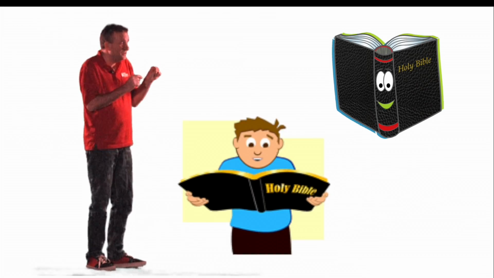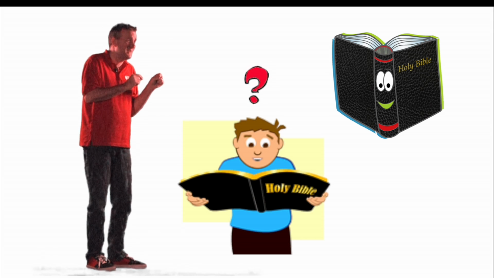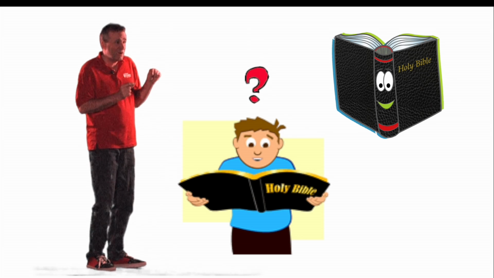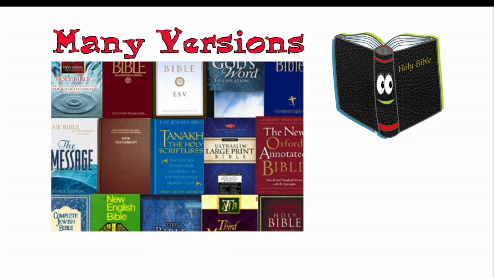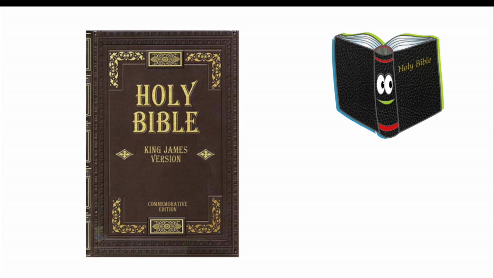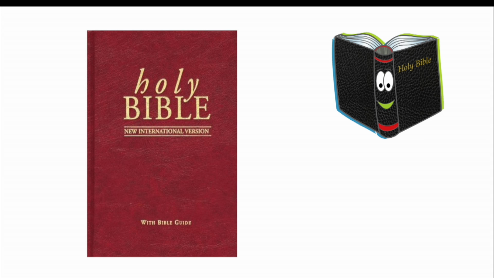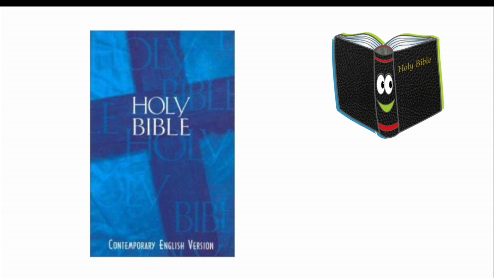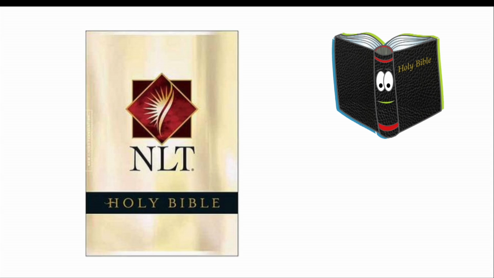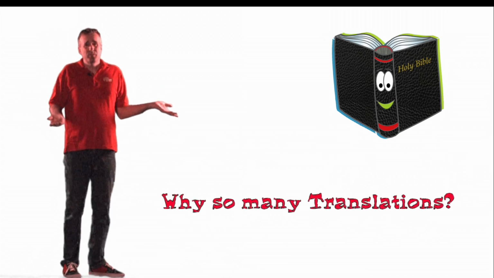When I try to read you sometimes, I have a hard time understanding all the thees and thous and some of the big words. That's simple. You need to try a different version. I come in all sorts of different translations. The King James Version is really old and antiquated. Since then, I come in New International, New American Standard, New Revised Standard, Common English, Contemporary English, The Message, New Living Translation.